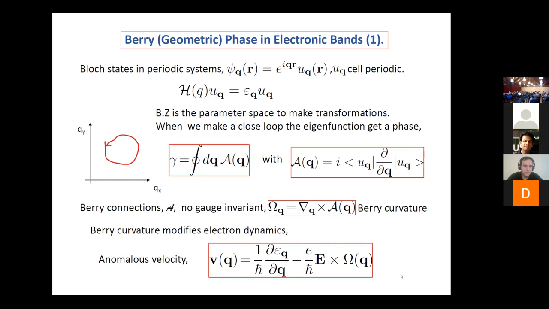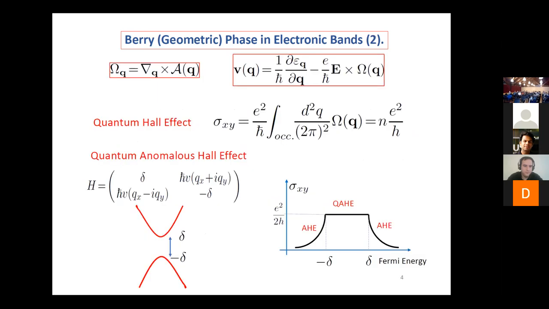A(q) is not gauge invariant, so it's very similar to the vector potential in electrodynamics. But the important quantity is the quantity Omega(q), which is the Berry curvature. And this Berry curvature is going to be very important for the dynamics of electrons in the bands. Now, if you take into account this Berry curvature, the velocity of one electron is the derivative of the dispersion, but it has some correction, which is proportional to the cross product of the electric field and this Berry curvature. And that has very important consequences.